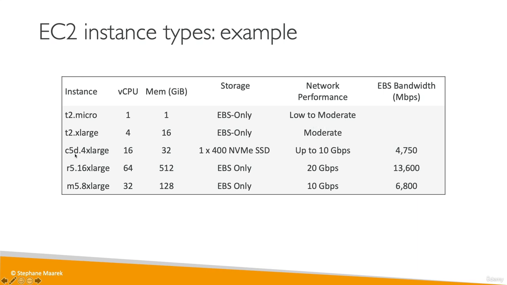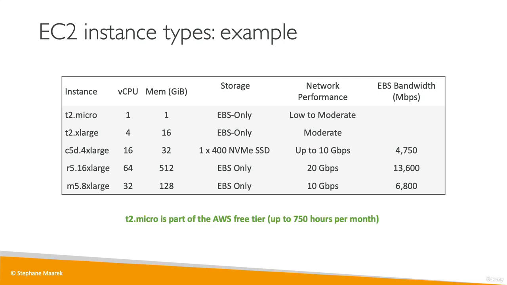If we go to completely different new levels, so C5d 4xlarge, which is a very complicated name, you get 16 vCPU, so 16 cores, you get 32 gigabytes of memory, so a lot more. You get some storage that is attached to your EC2 instance. This is why it says 400 NVMe SSD. Now the network is going to get really good, up to 10 gigabits, as well as the bandwidth to talk to network storage. And so as you can see, if you go to R5 16xlarge, or M5 8xlarge, again, you have different characteristics. So the idea with this is that you choose the kind of instance that fits best your application, and you can use that on the cloud on demand, okay?